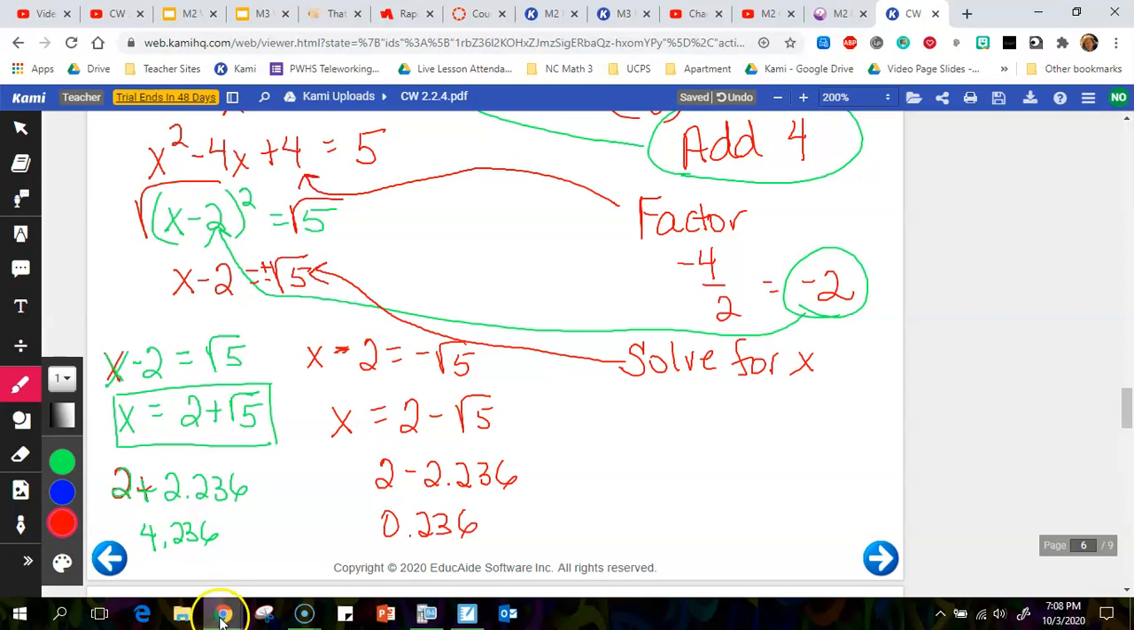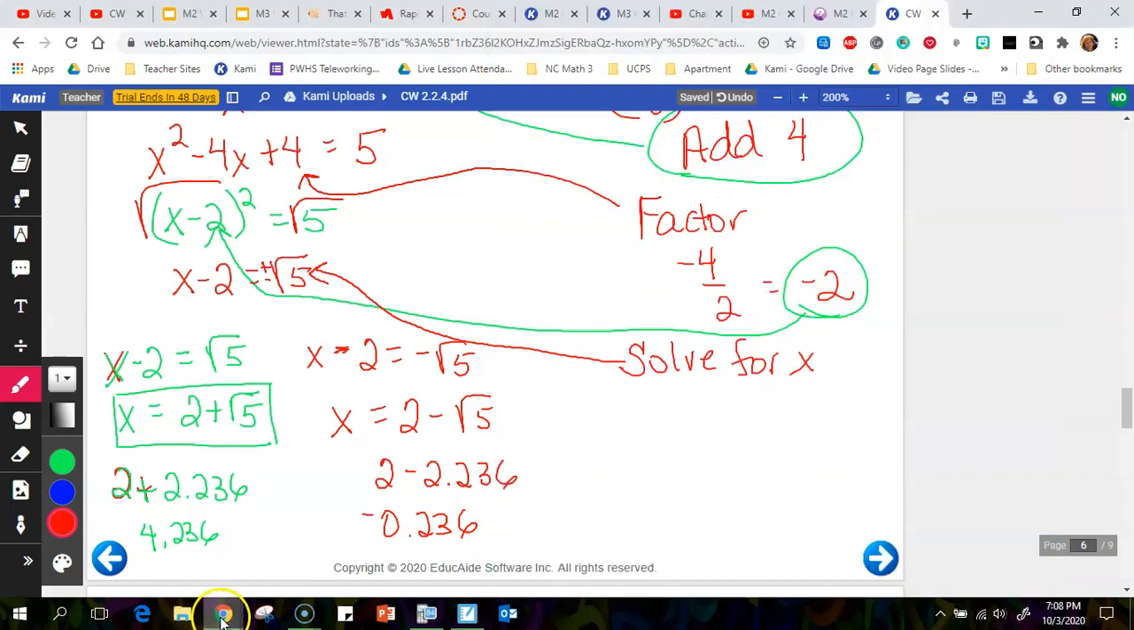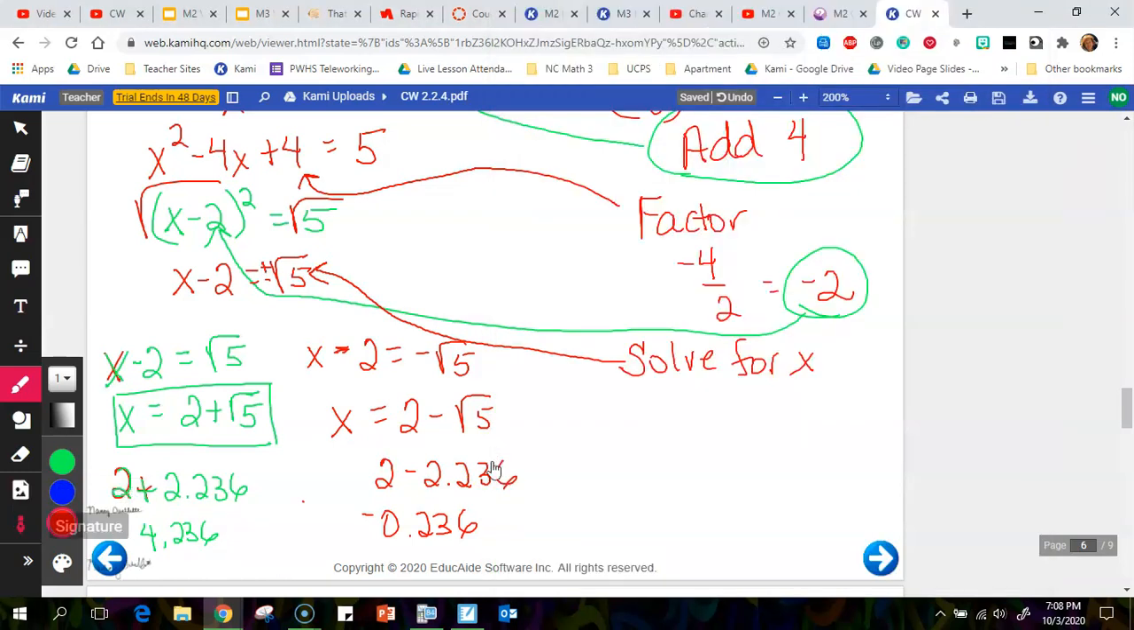And if I look at Desmos, there it is, negative, whoops. Sorry, that would be negative right there. So negative 0.236 and 4.236, which is what we got here when we estimated it. I would just assume you leave it like this.